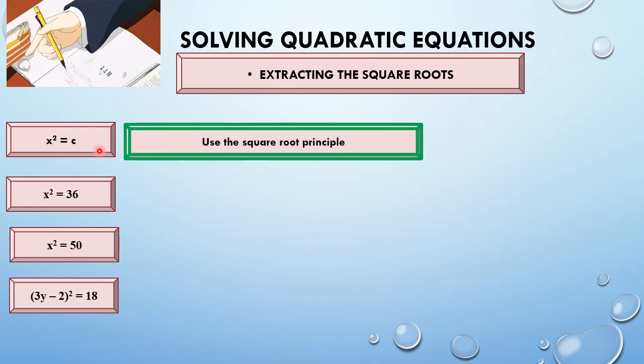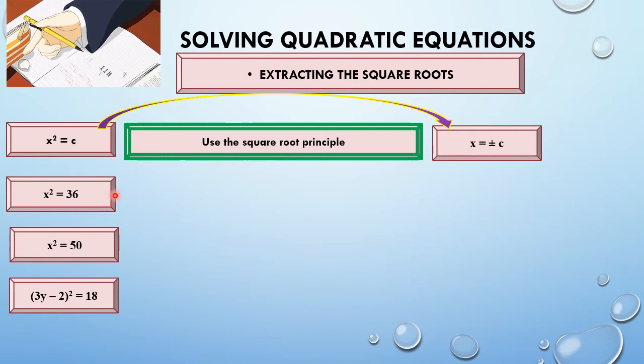So how do we use the square root principle? Alright, extract the square root of c. And the answer should be positive or negative square root of c, or sometimes read as plus or minus square root of c. Meaning to say, it could be positive square root of c or negative square root of c. So remember that one. Again, just follow the pattern and you'll never get lost.